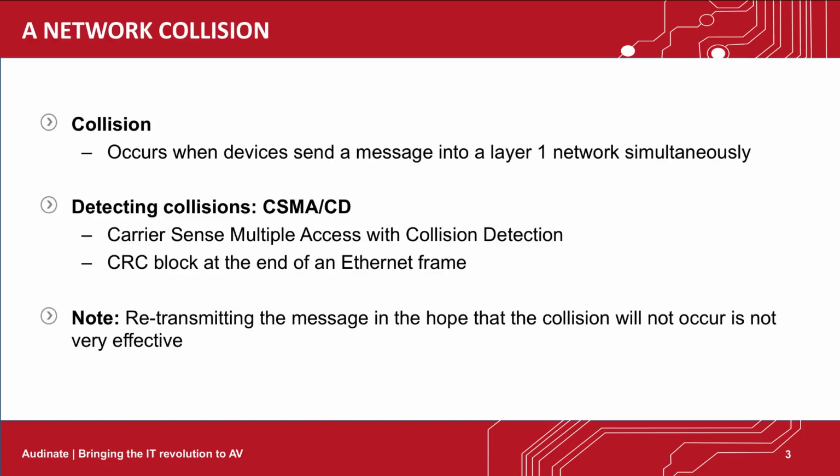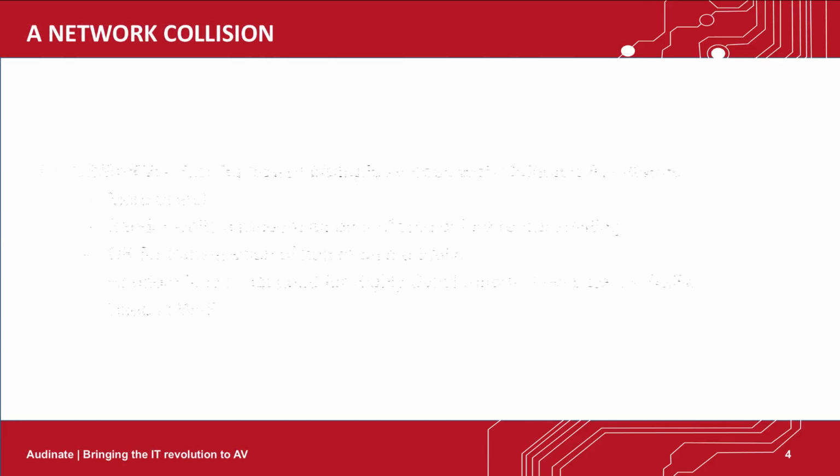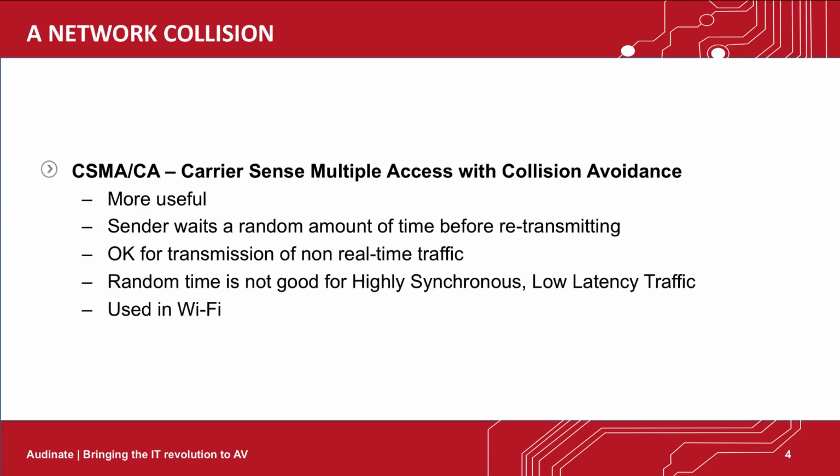However, retransmitting the message in hopes that the collision will not occur is not very effective, especially in real-time media traffic. Another protocol, CSMA-CA, is used to avoid collisions in networks. CSMA-CA works by waiting around for a collision to happen. In the event there's a collision, it causes the sender to wait a random amount of time before retransmitting. Hopefully, each computer's random would be different, and the data would eventually be sent.